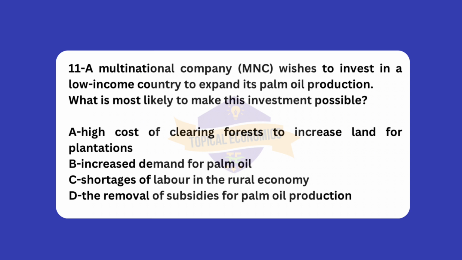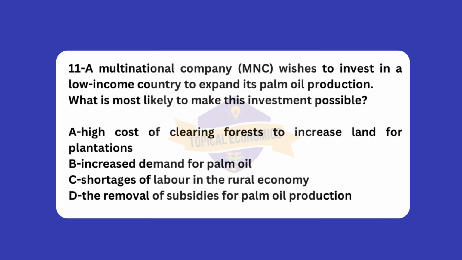When we look at option A, high costs are a barrier to investment. They are not a facilitator. So this is not the answer. When we look at option B, increased demand for palm oil. So this creates a strong incentive for a multinational company to invest in expanding production, as it suggests potential for profitability. So this is the correct answer.